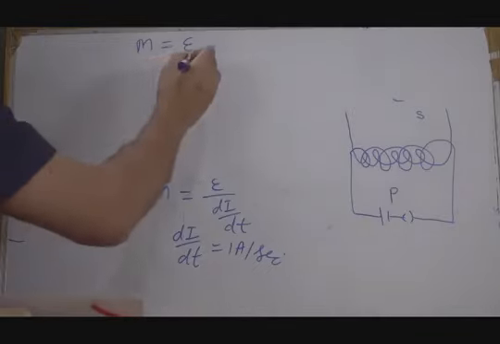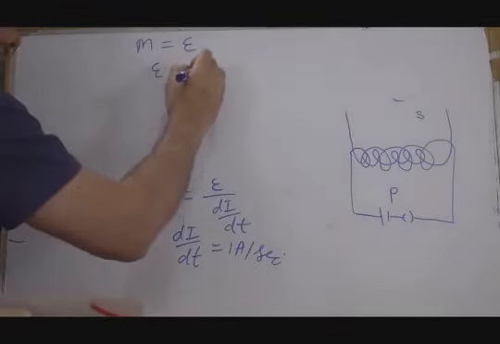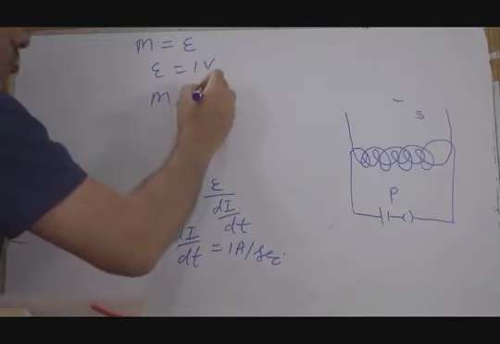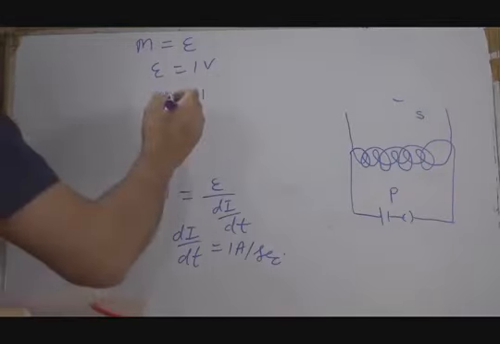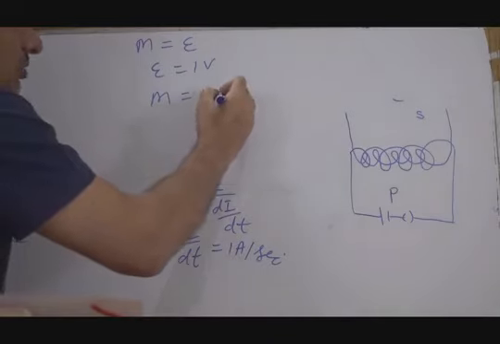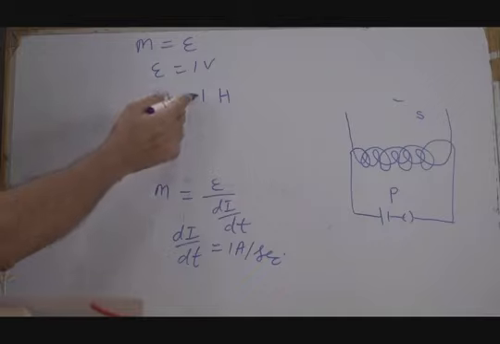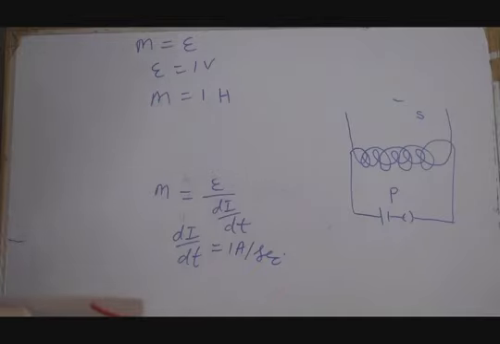And if E is also 1 volt, then this M will become 1. And the unit of inductance is Henry, so that will be 1 Henry. Now you can define 1 Henry. How will you define 1 Henry? Mutual inductance of two coils will be 1 Henry if 1 volt EMF is induced in the secondary.